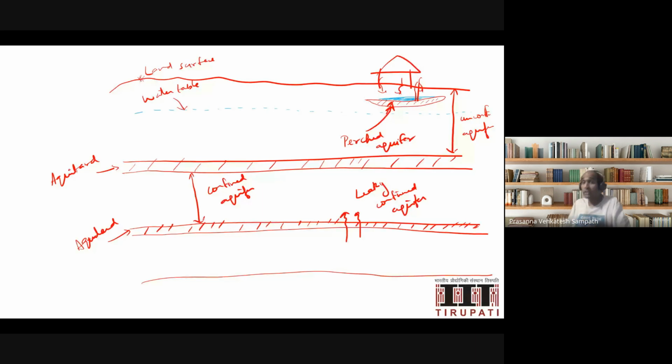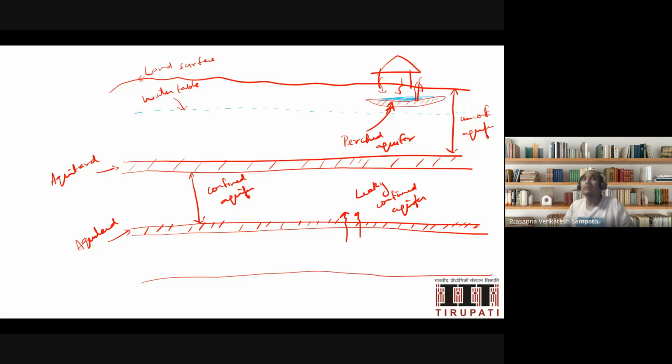Of course, some perched aquifers can be huge also. If I have a really big clay layer and it stores a lot of water, then it might be sufficient for maybe a community to live there, maybe 10, 20, 50, 100 families, and they may still be able to survive because by some fluke you have a really nice and big perched aquifer. But usually these perched aquifers are relatively small. They don't really supply a lot of water.